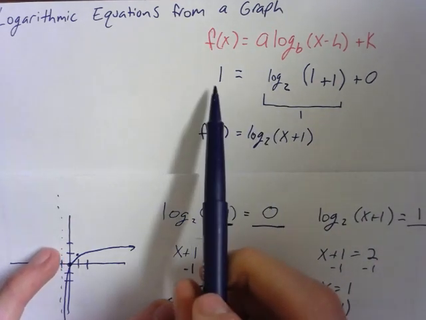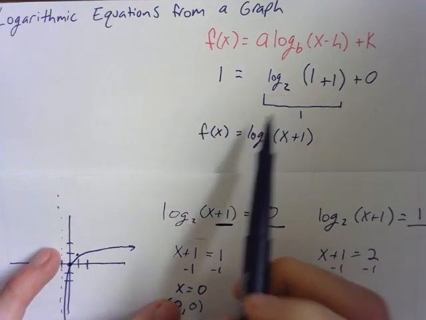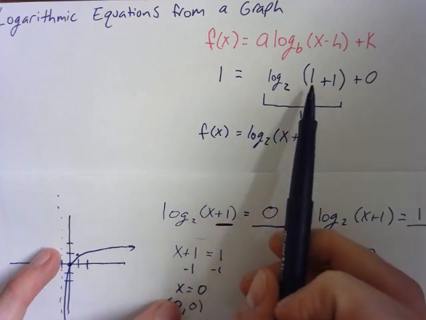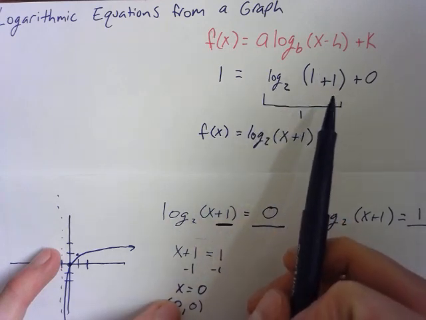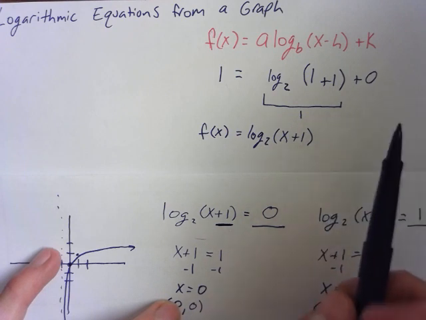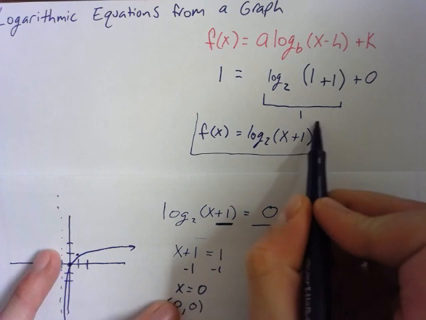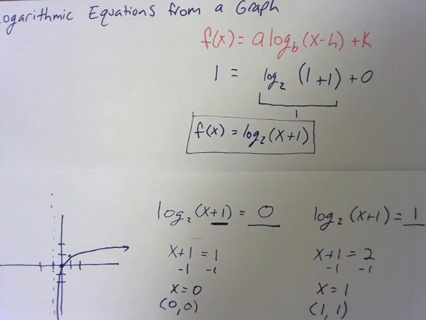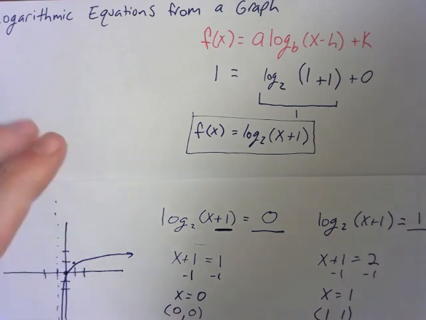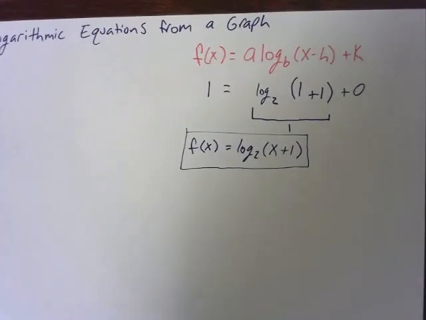So I'm left with f of x equals log base 2 of x, remember that's my x, plus 1, and then plus 0, I don't really need to add that. So my equation is just log base 2 of x plus 1, which you can see is correct. Okay, so let's try one more.